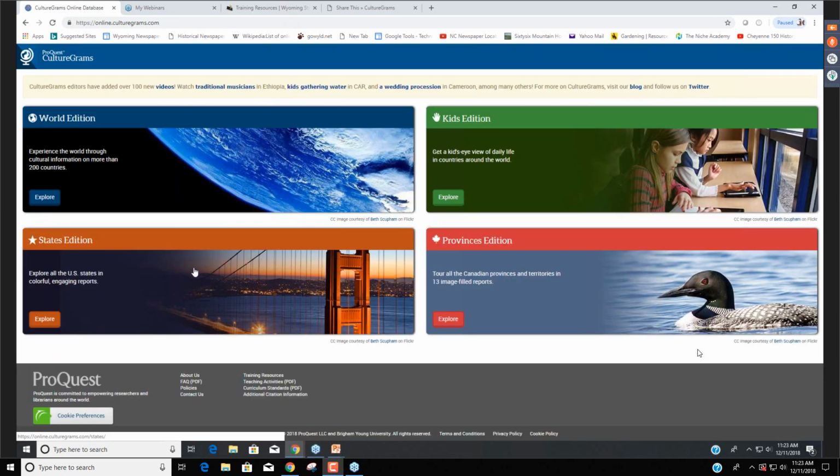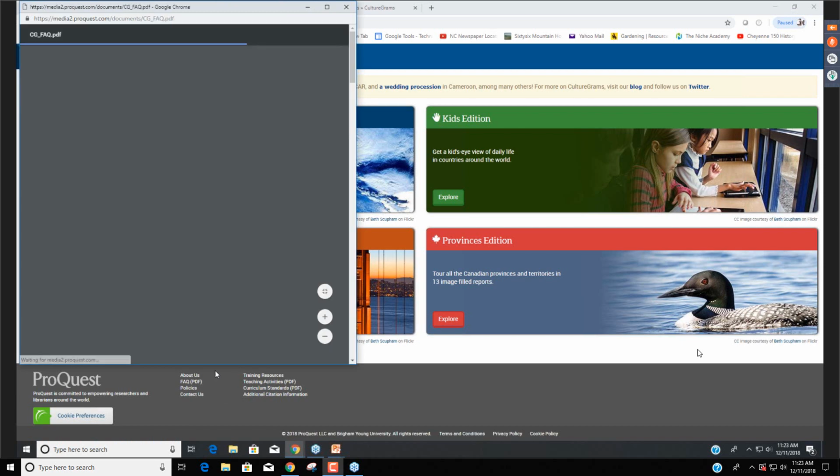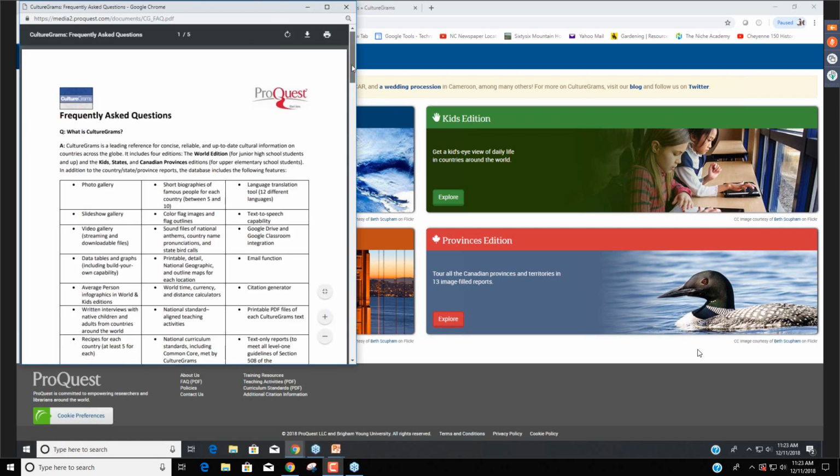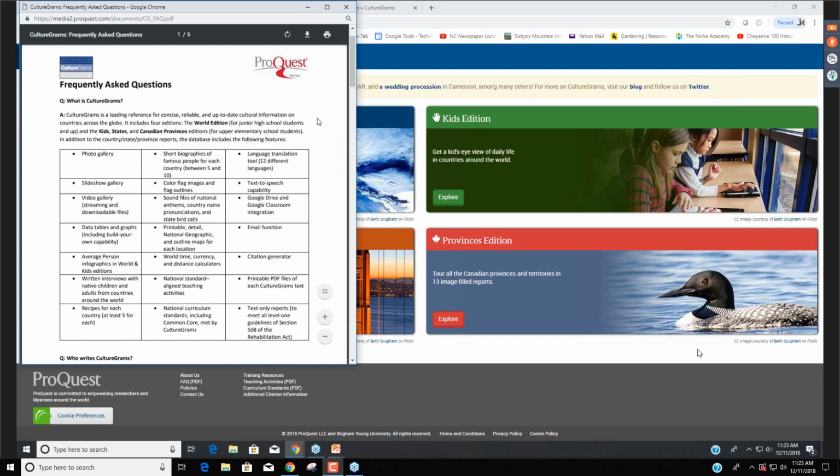And before we move on, I want to drop down here in the gray area at the bottom, and they include a FAQ. This will tell you what the different editions are and what their reading level is. So World Edition is junior high school and up. And the Kids, States, and Canadian Provinces editions are for upper elementary students and up.